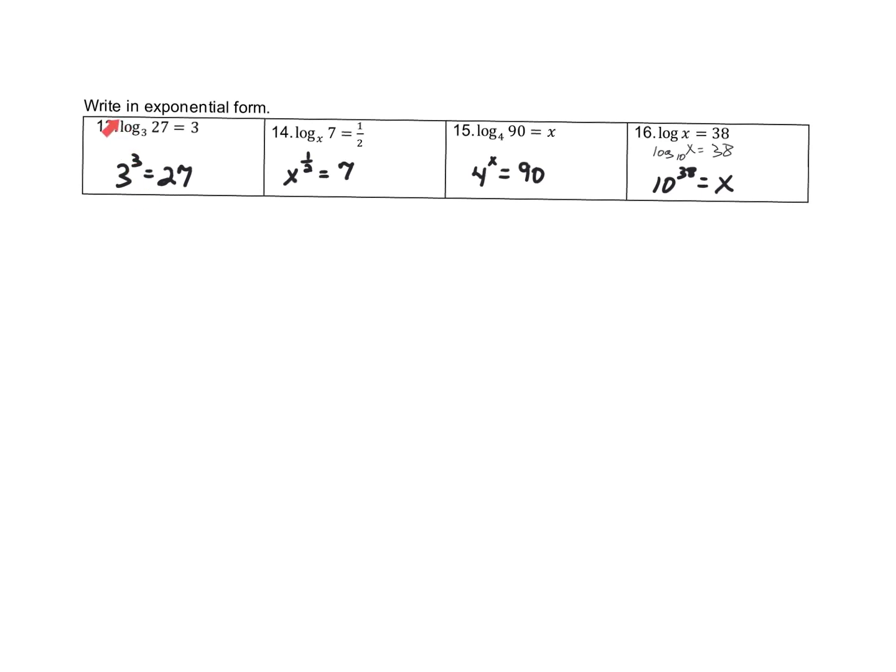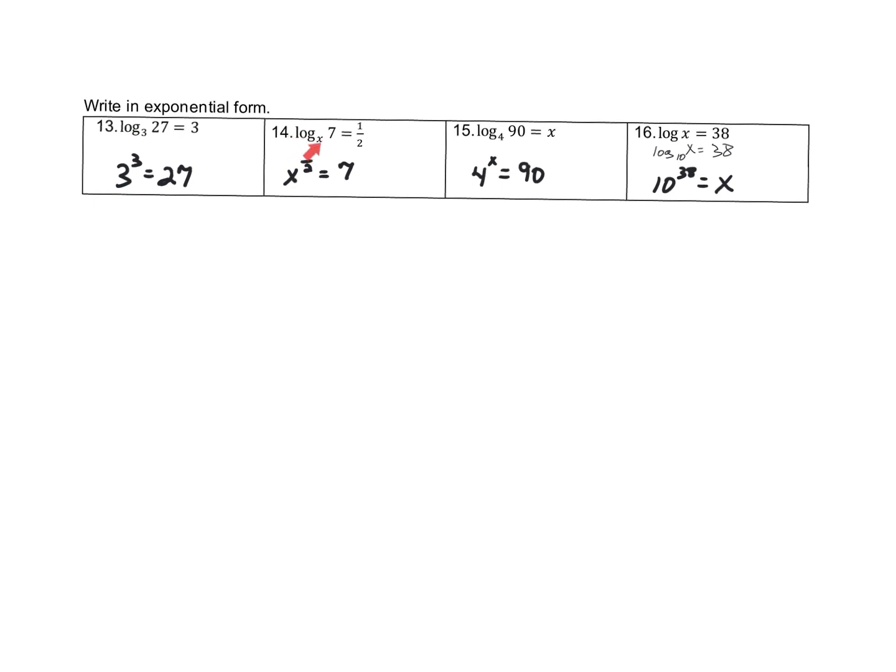Okay, in this short video, we're going to be writing log equations in exponential form. This is numbers 13 through 16 on the review of the exponential functions and log functions test review. All right, so number 13, log base 3 of 27 equals 3. We would write this with the base of 3 to the exponent of 3 equals 27. That's how we rewrite that as an exponential function.